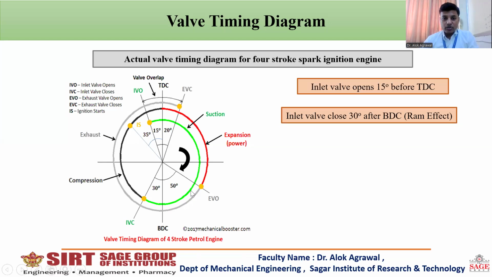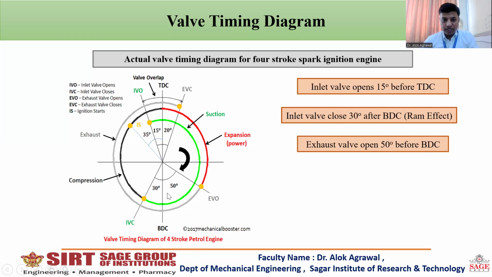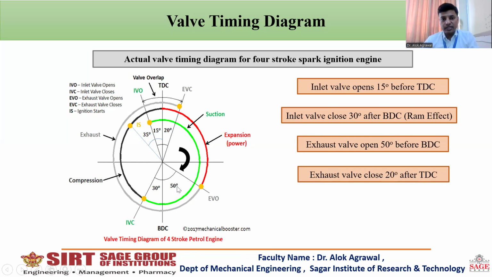Next, the exhaust valve will open 50 degree before BDC. This will remain open and it will close around 20 degree after BDC. So it will be open for around 180 plus 20 plus 50, 250 degree. Similarly, the inlet valve will be open for around 225 degree.